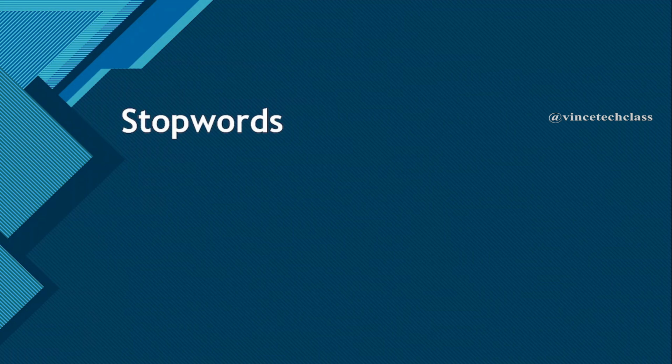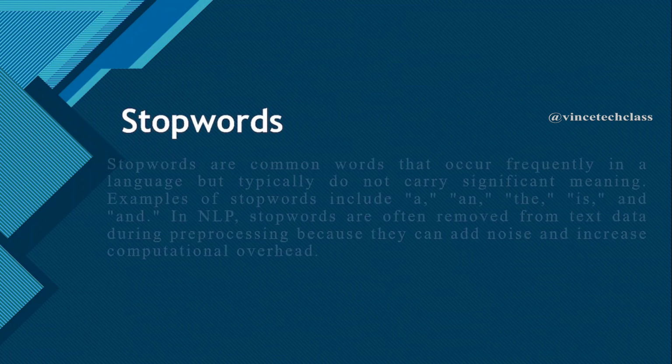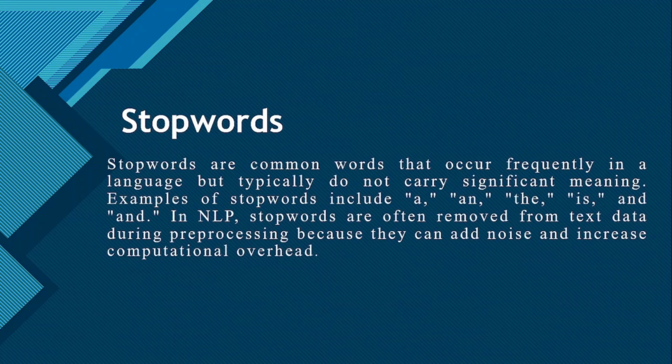In today's tutorial, I'm going to walk you through stopwords, which is also one of the basics of natural language processing. Now, what are stopwords? Stopwords are common words that occur frequently in a language, but typically do not carry significant meaning. Examples of stopwords include a, an, the, is, and an.